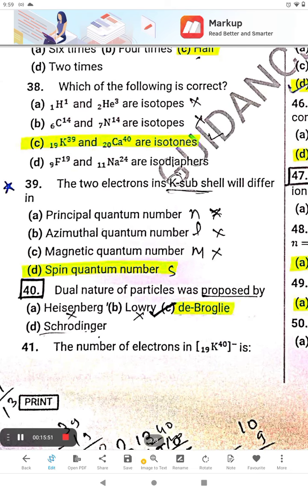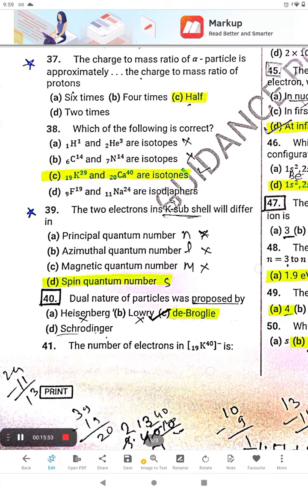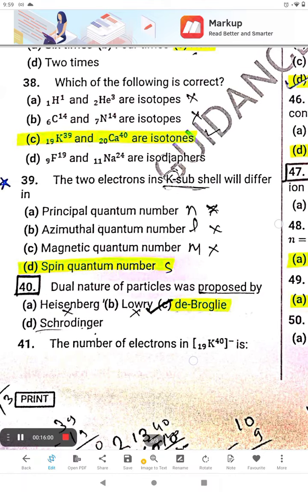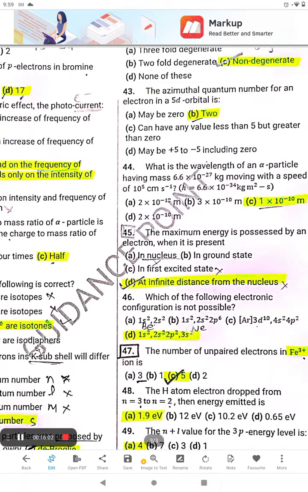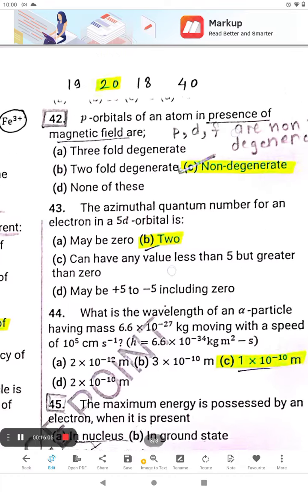Dual nature of particles was proposed by de Broglie, right? Heisenberg had given the uncertainty principle, and Schrodinger's wave equation was there. Electron density of the orbitals, right?